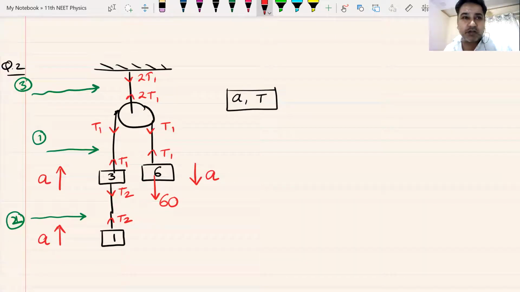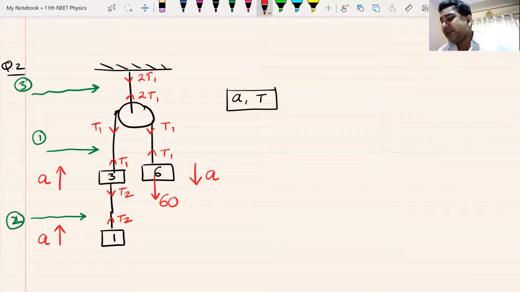When the 3 kg block moves upwards, the 1 kg block also moves upwards with the same acceleration A because they are attached to the same string, string number 2. Do we agree on this? Can I have some reason that we agree on this? Up till here, so far, so clear.